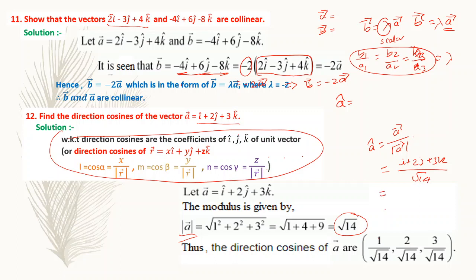Then here, the coefficient of i is 1 by root 14, the coefficient of j is 2 by root 14, and the coefficient of k is 3 by root 14. This is our direction cosines. Or if you want, you can use the formula: cos alpha is equal to x by magnitude of r, cos beta is equal to y by magnitude of r, cos gamma is equal to z by magnitude of r. Okay, this is simple: just find out the unit vector and write down the coefficients of i, j, and k. That will be the direction cosines.